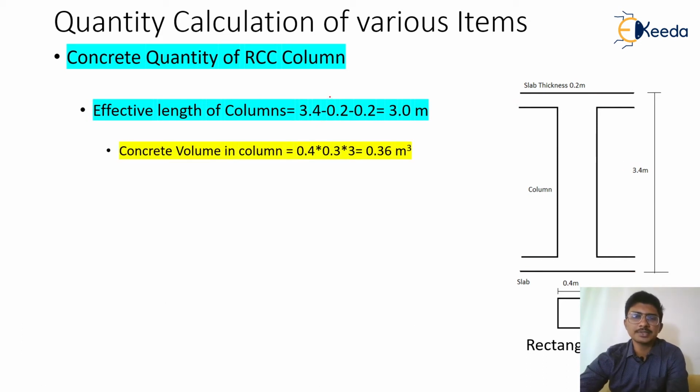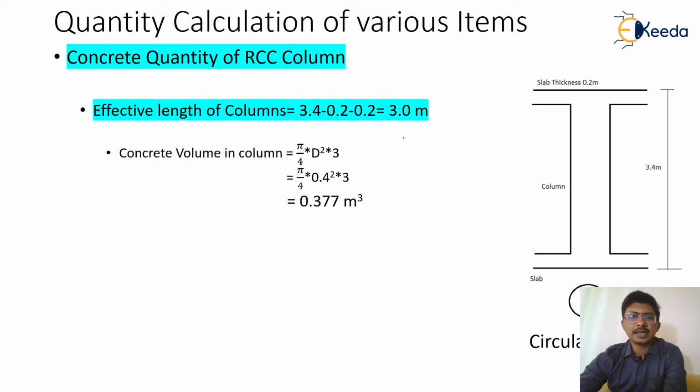So in simple terms, now we have calculated the effective length of the column. Now if I want to measure the area and concrete quantity of this rectangular column, the size of the column is 0.4 by 0.3 meter. The concrete quantity calculation is always length into breadth into height, right? So we have length as 0.4, breadth as 0.3, and the total effective height of the column that we have calculated is 3. So that value comes out to be 0.36 meter cube.